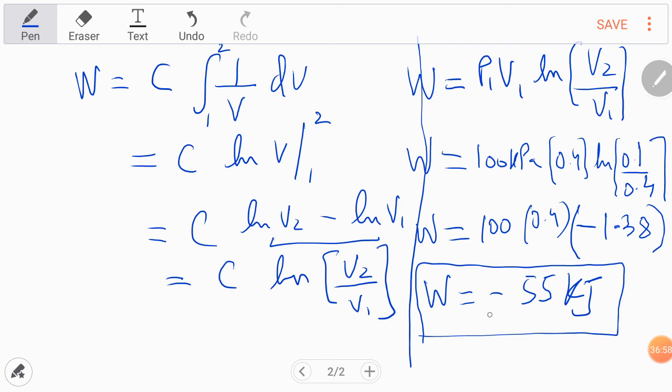Now you can notice that in this answer we get the value having a minus sign. What does the minus sign indicate? The sign convention that we studied in lecture number 5 says that this process is a compression process. So work is done on the system, and when work is done on the system, we get the sign negative.